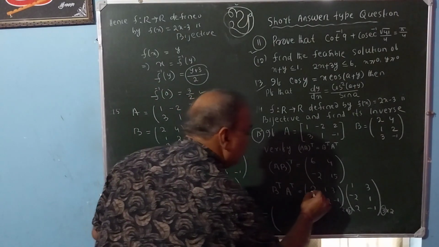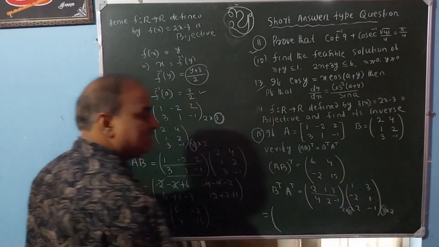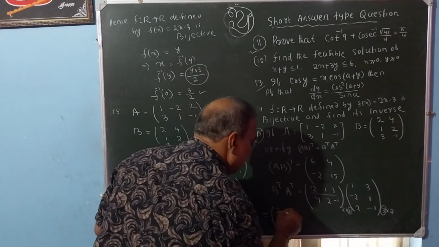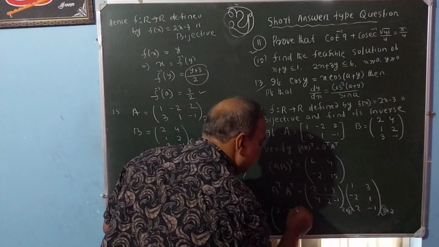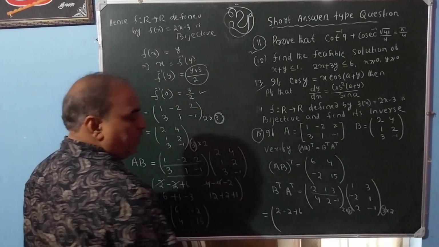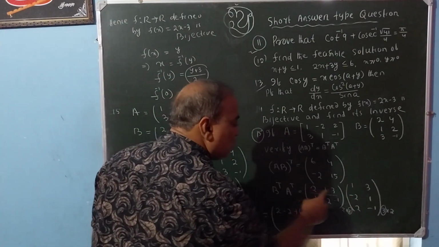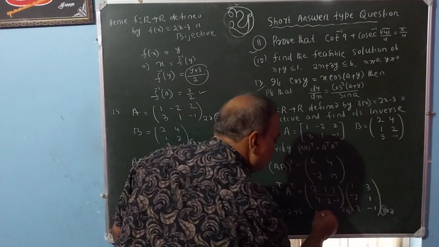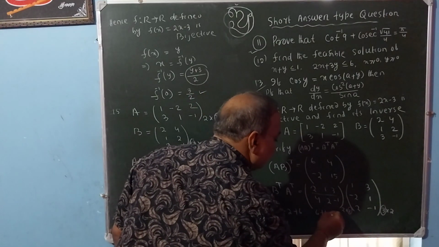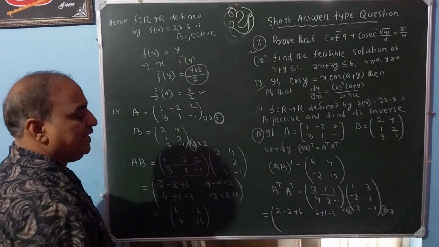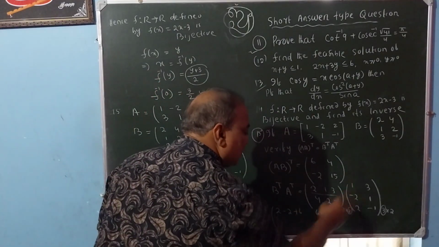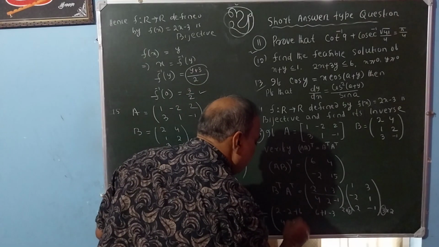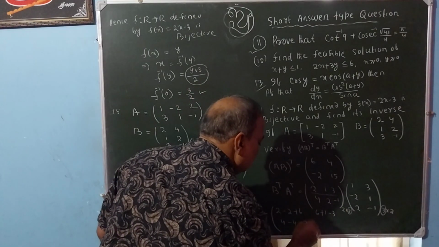You see here, first row multiplied with first column. 2 into 1, 2. 1 into 2, minus 2. 3 plus 2, it is 6. Okay, first row, first column. First row, second column. 2 into 3, it is 6. 1 into plus 1. Here it is minus 3. Okay, then second row, first column. 4 into 1, it is 4. 2 into minus 4. Here it is minus 2.